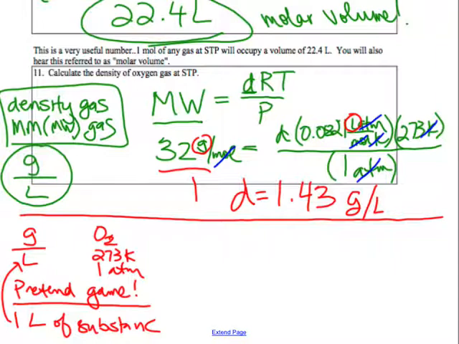So if I pretend I have 1 liter, what's all I need then to figure out density? Grams. Usually grams come from what? Moles. In the world of gases, where can I get moles? What equation?